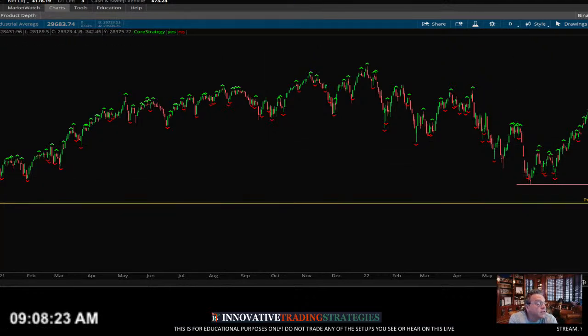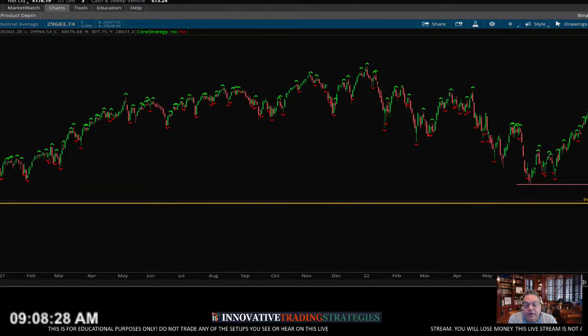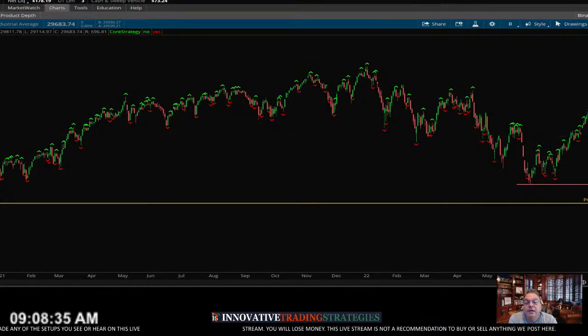So anyway, I'm waiting to see. I really think it's going to come down to this level on the Dow, about 284, 284.95, 285. Somewhere in that area.